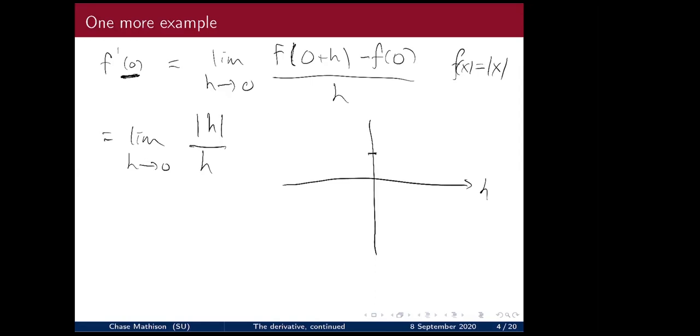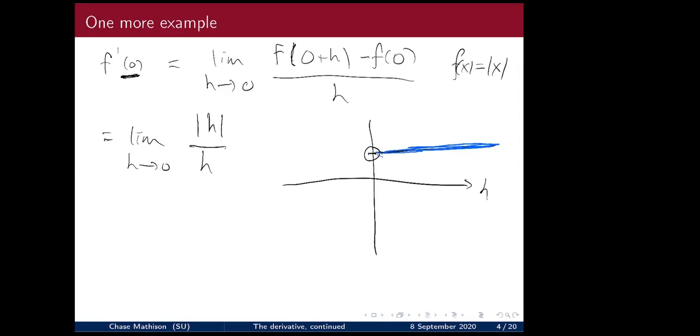Okay, so again, I don't know or care what's happening at h equals 0, so I'm just going to put an open dot there, and the value is 1. All right, sorry, absolute value of h over h is 1 for h positive. What about for h negative?